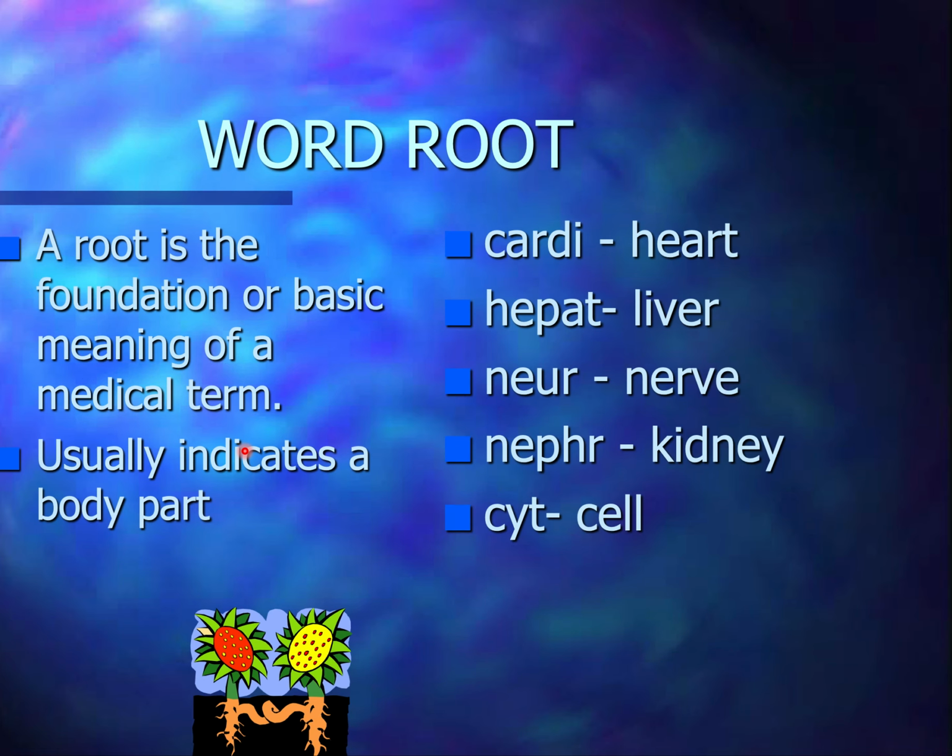We have what is called the word root. The root of the term which we use makes the basic part of the term, and the root is the foundation or the basic meaning of a medical term. Usually it indicates a body part. So, for example, for the heart, from the Latin word, we use cardi. In our medical terminology, we use cardi. Hepat means liver. Neur means nerve. Nephr means kidney. Cyt means cell.